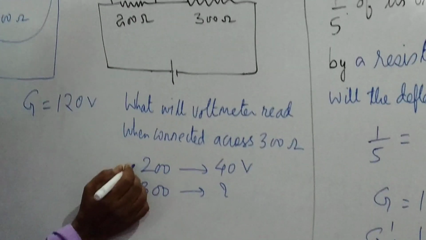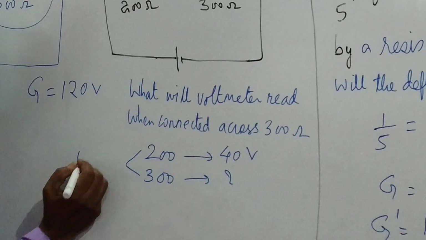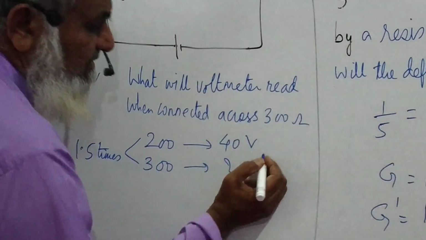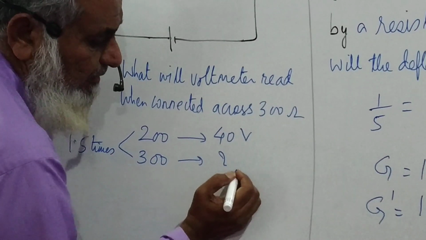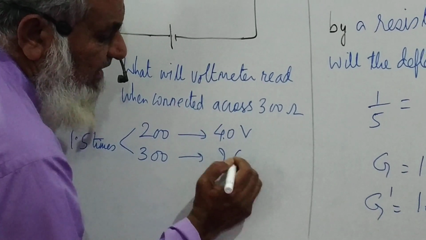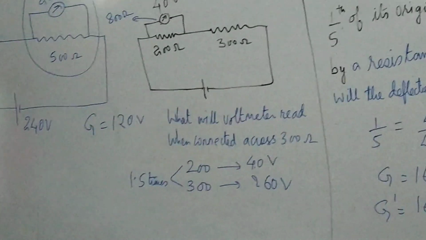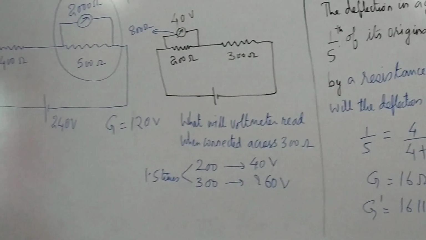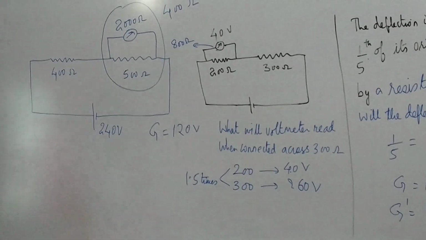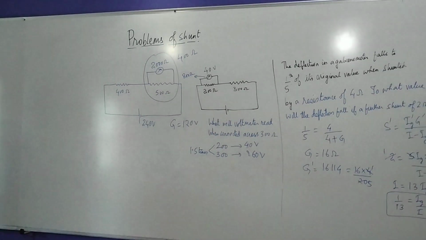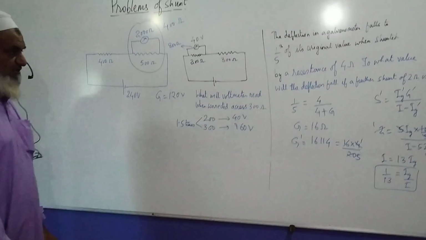So here I can easily say that this is increasing 1.5 times. So voltage will also increase 1.5 times. 40 into 1.5 should give me 60 volt. So easily I should be able to get the answer, that is 60 volt will be the voltage which we will get across when the galvanometer or the voltmeter is connected across the 300 ohm resistance.